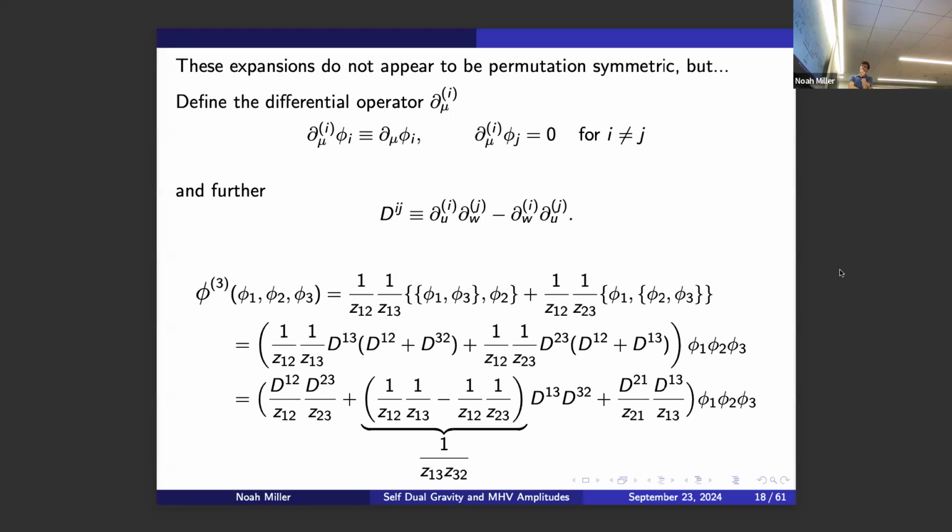So if you take this expansion, let's say for the third order thing, and you use the product rule and these symbols to write out the product rule for every individual term, what you find is that in the end, at the final line, you actually do have something that's permutation symmetric. So the perturbiner expansion is actually symmetric in all the gravitons.